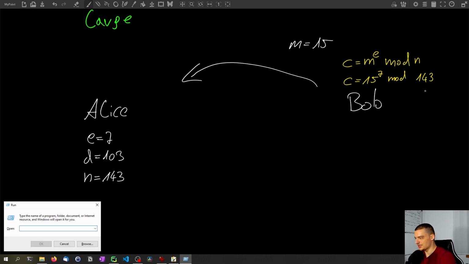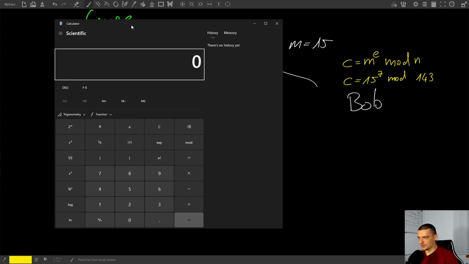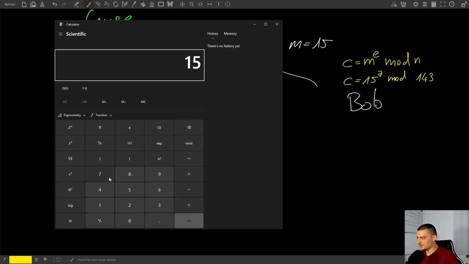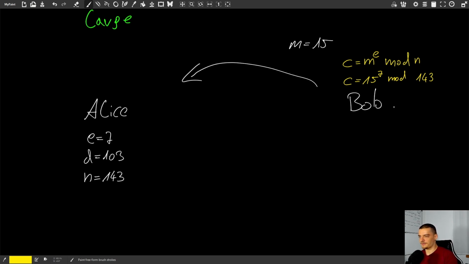And now we can just use a calculator to figure out what the result is. So 15 to the power of 7 and then modulo 143. That is 115. That would be the ciphertext that Bob sends to Alice. So Bob actually sends to Alice the ciphertext 115. And again, this would look different because N would be larger, C would be larger, everything would be larger.